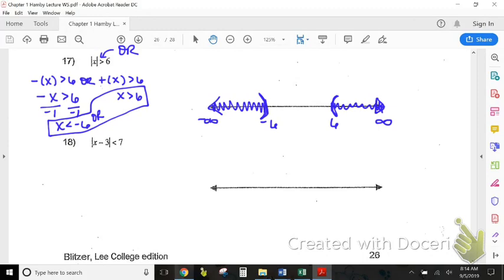And so how would I write this in interval notation? Negative infinity to what? -6. The union. And then 6. Very good.